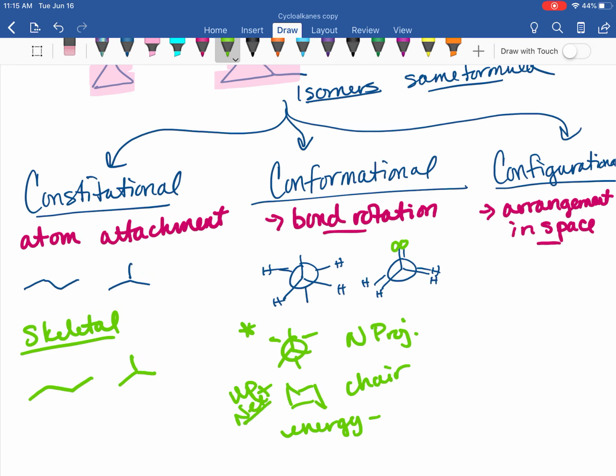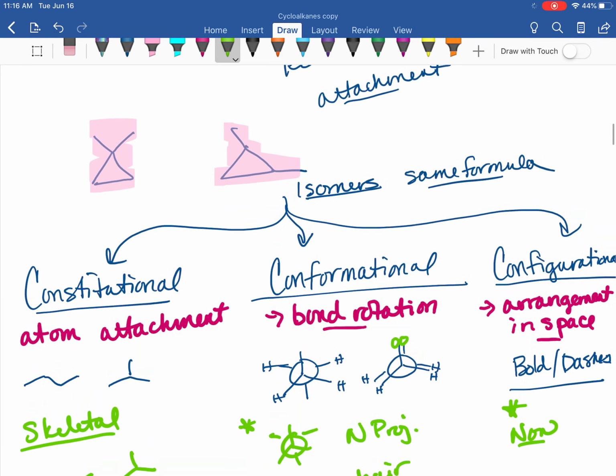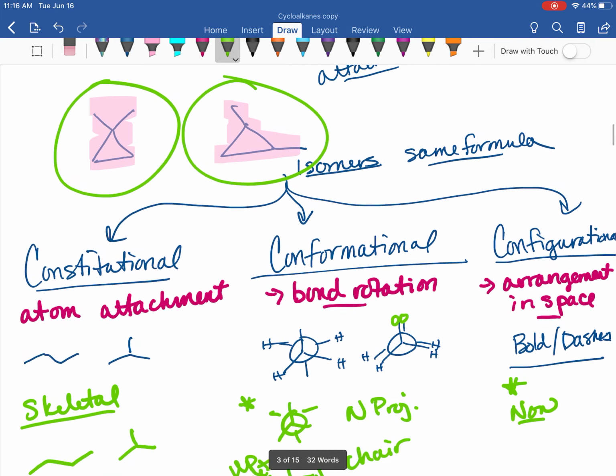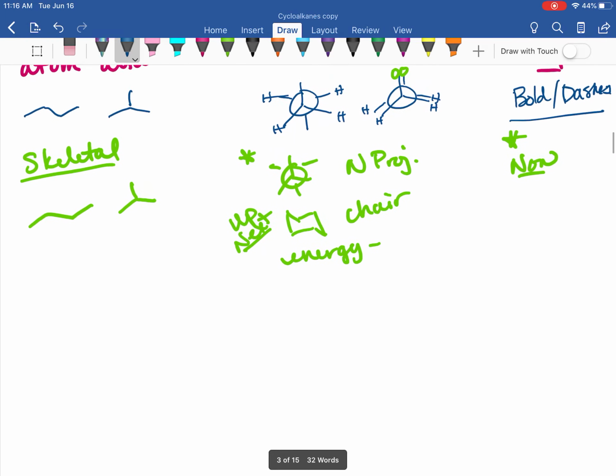Okay. And then third, when we look at a configurational isomer, that is our arrangement in space. This is where we're going to use bolds and dashes in order to show that arrangement in space. So let's focus on this one right now. But go ahead and keep this table. We'll keep adding to it over this unit and the next unit. So let's take our constitutional isomers and let's show you what a configurational isomer is.